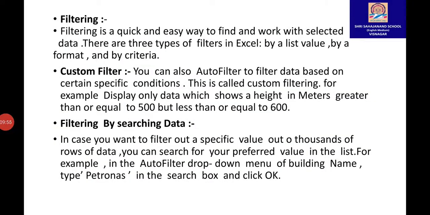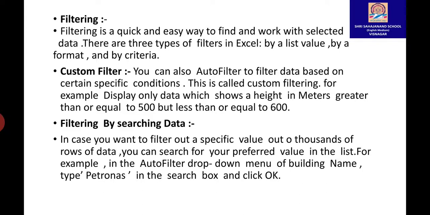Now filtering. Filtering is a quick and easy way to find and work with selected data. There are three types of filtering in Excel: by list view, by format and by criteria. Now custom filtering. You can also auto filter data based on certain specific conditions. This is called custom filtering. For example, display only data which show a height in meters greater than or equal to 500 but less than or equal to 600.